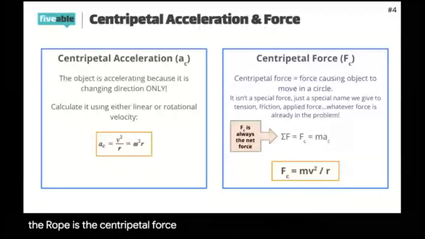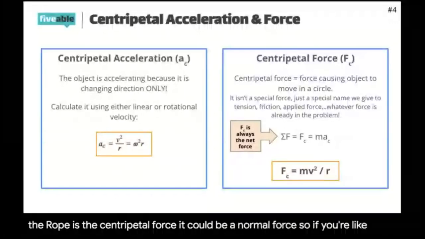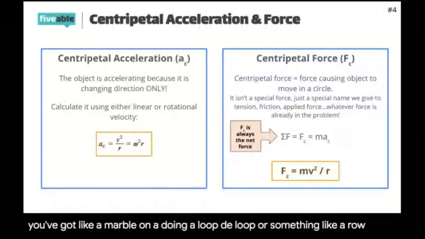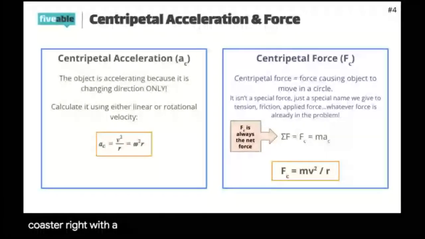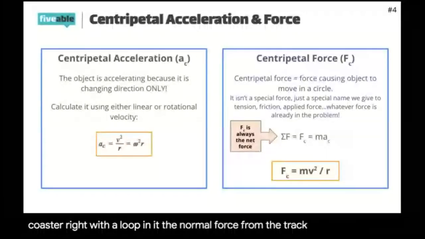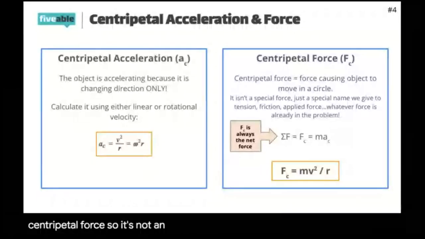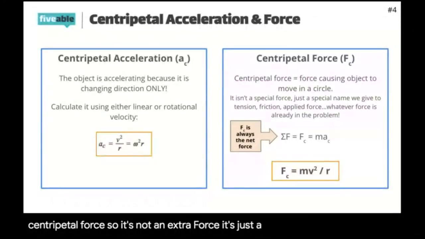Sometimes it could be normal force. If you've got a marble doing a loop-de-loop, or something like a roller coaster with a loop in it, the normal force from the track is the thing causing the roller coaster cart to move in a circle. So in that case, that's the centripetal force. It's not an extra force. It's just a special name we give to the forces that are already in the problem that you already know about.